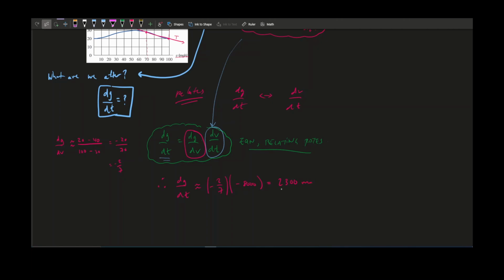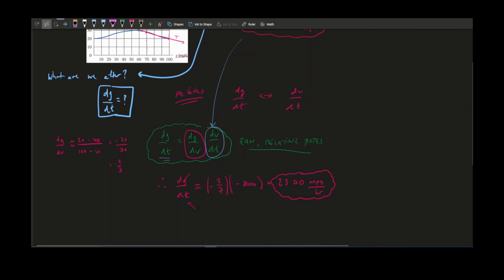2,300 miles per gallon. Oops. Should have paused here and had you guys think about this, but 2,300 miles per gallon per hour. You might be thinking, where the heck did you come up with those units? Well, miles per gallon per hour is going to be the units of dg/dt. This is the units of fuel consumption over the units of time.